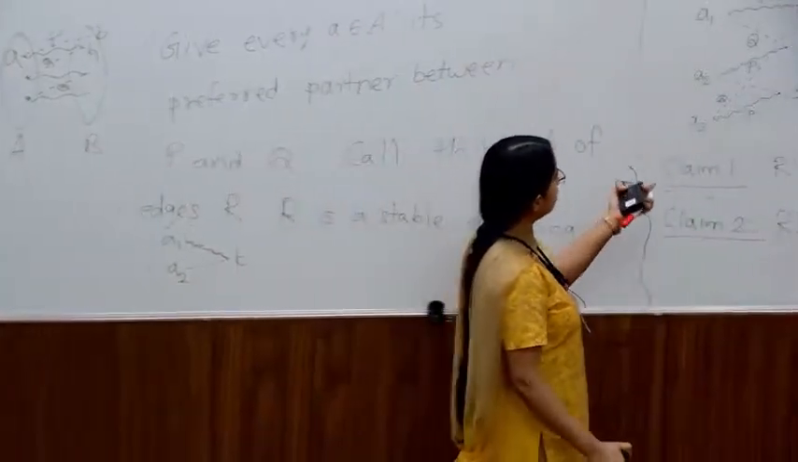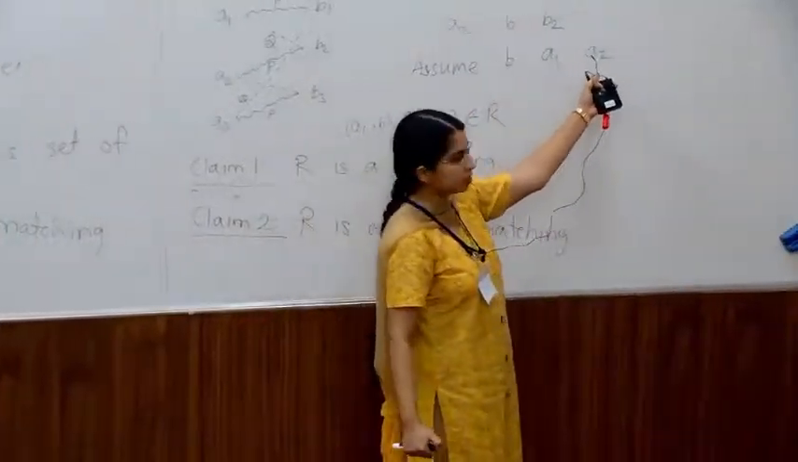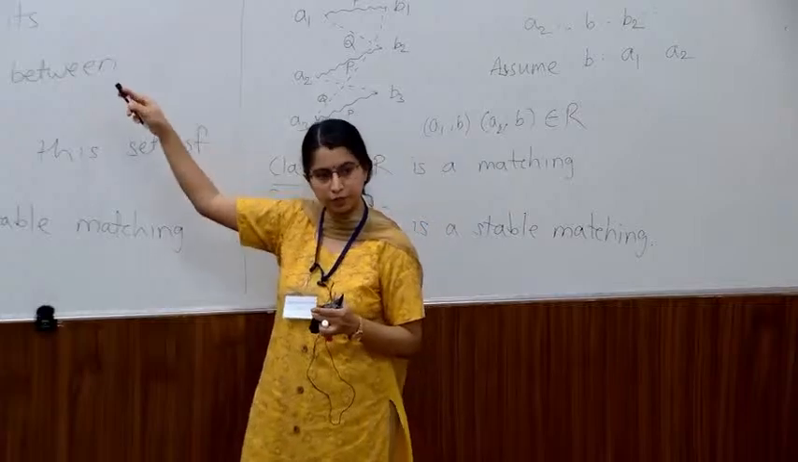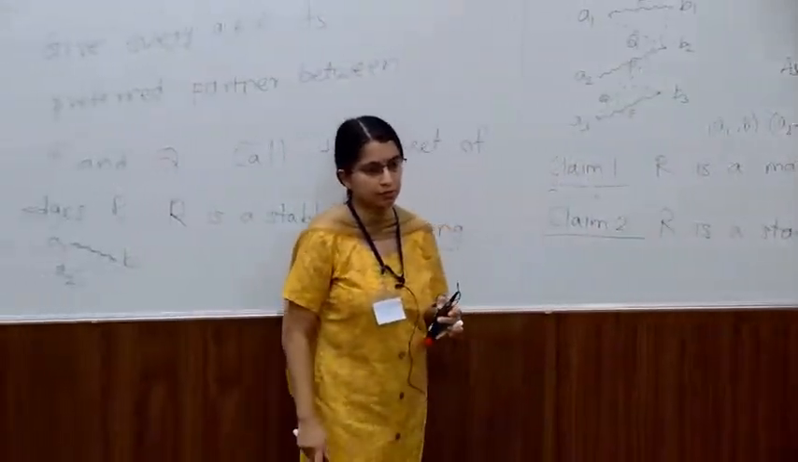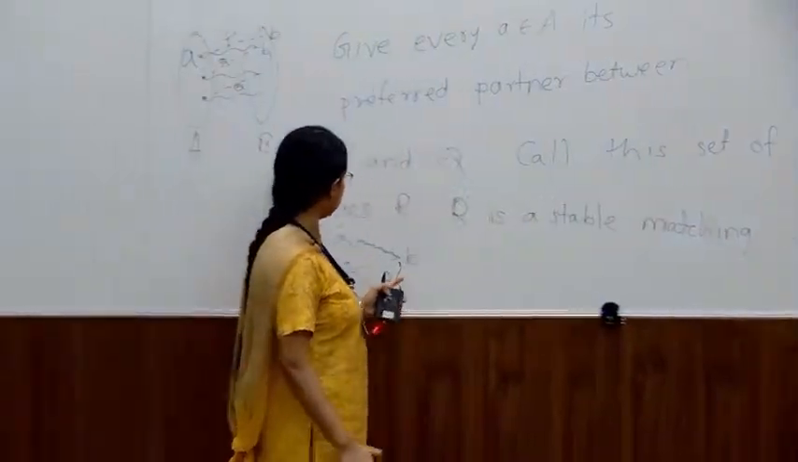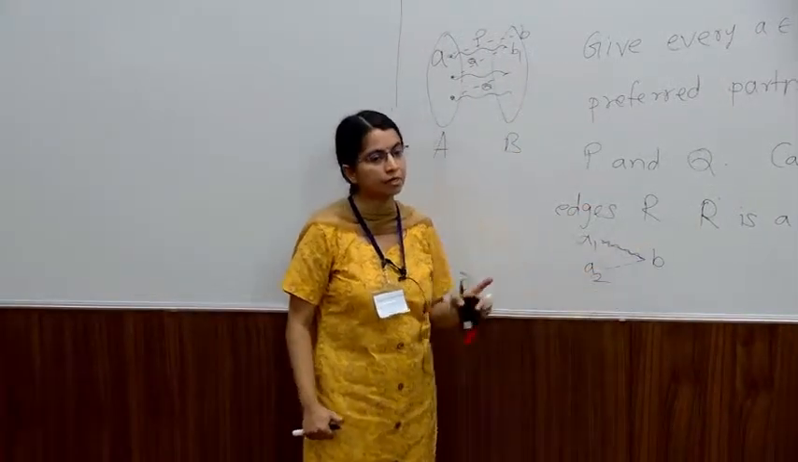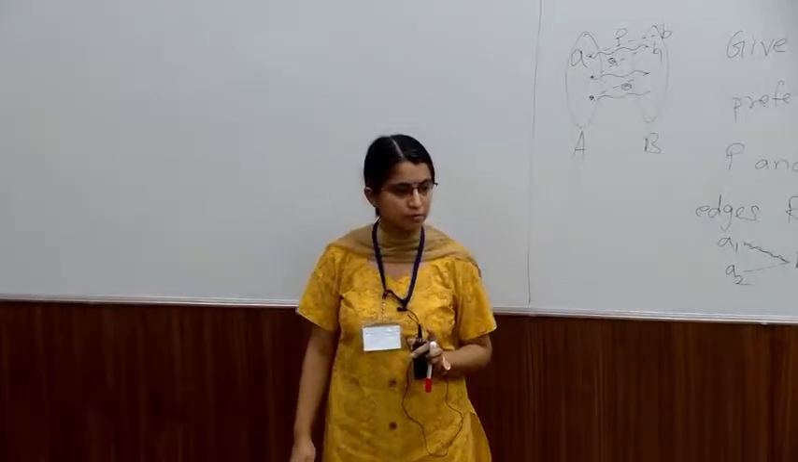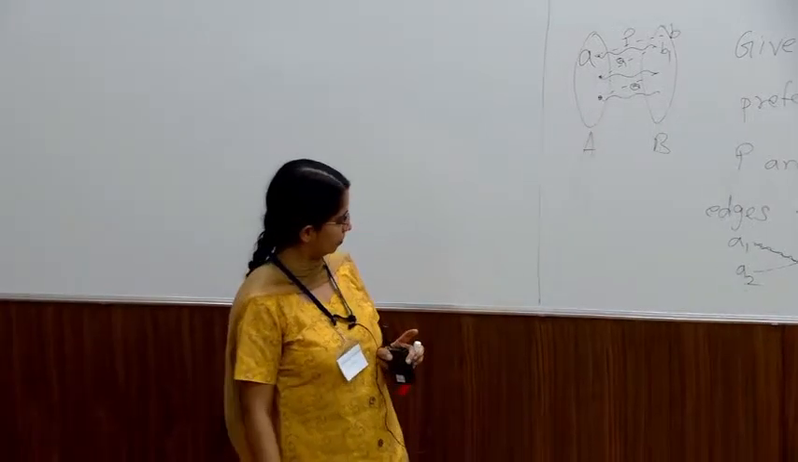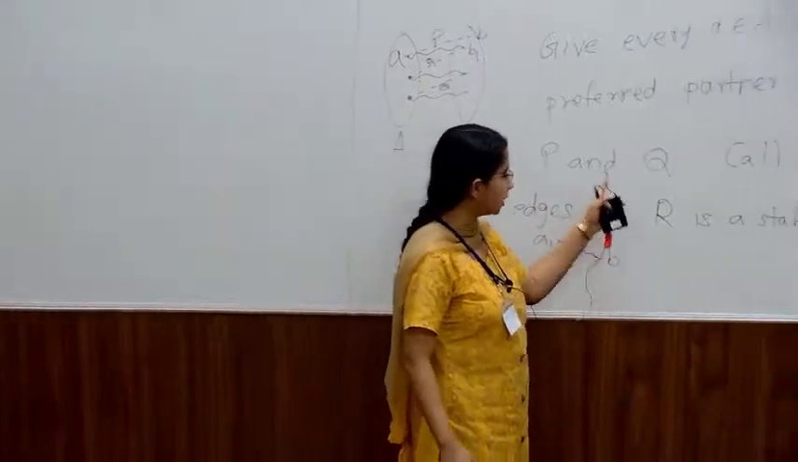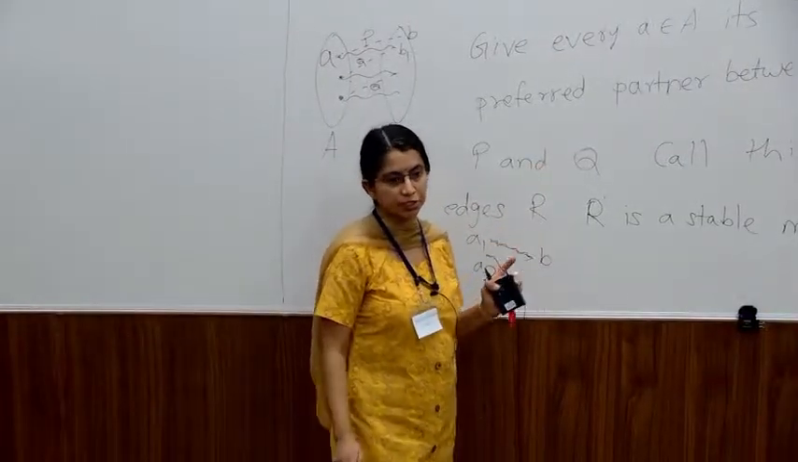And now we said that depending on what B's preference is, one of them forms a blocking pair either with respect to Q or with respect to P. So it cannot happen that this procedure gives two of the A vertices the same partner. So every A vertex must be having a different partner in R, which means it should at least be a matching.